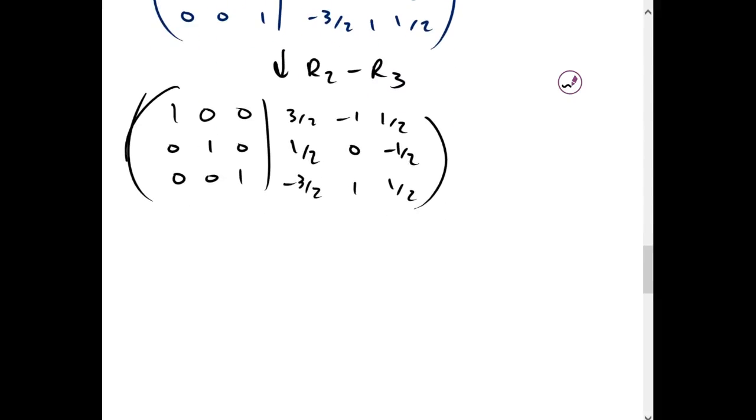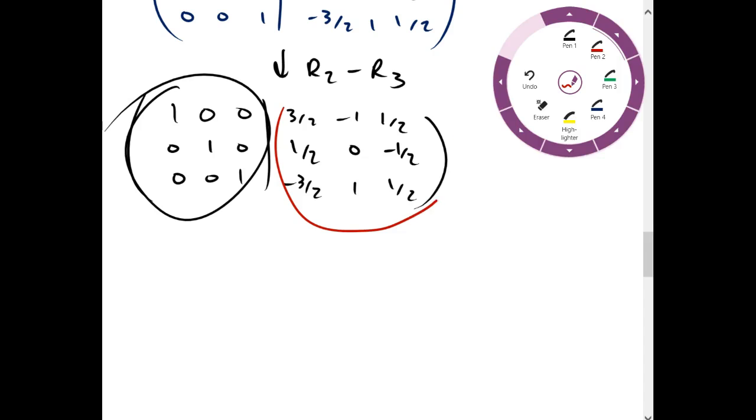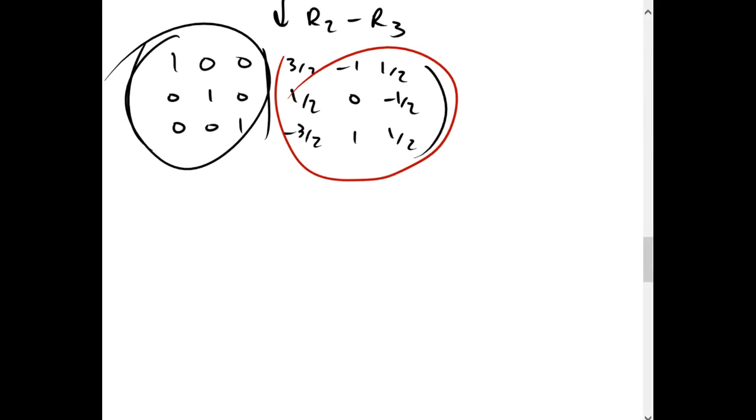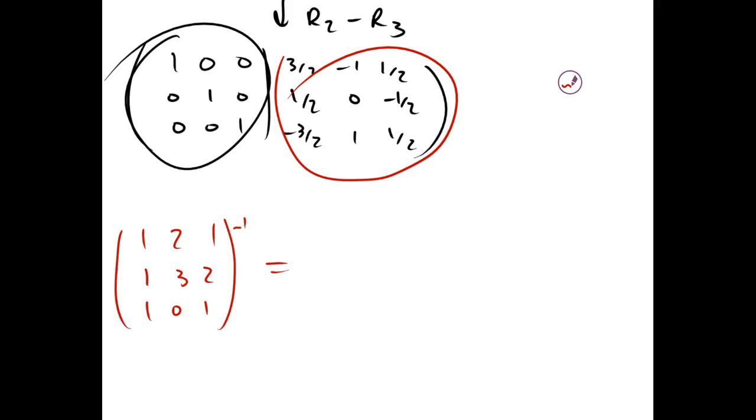And now that we have the identity matrix on this side, the inverse is on this side. So the inverse to our original matrix equals 3/2, negative 1, 1/2, 1/2, 0, negative 1/2, and negative 3/2, 1, 1/2.